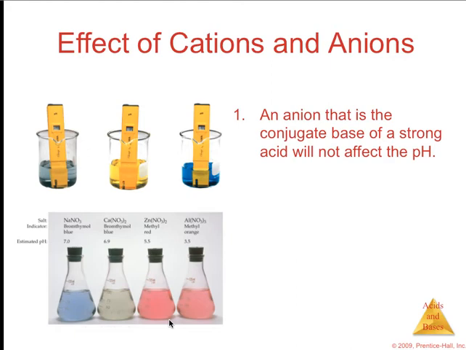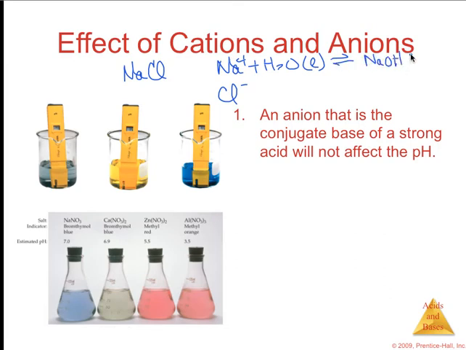All right, so an anion that is the conjugate base of a strong acid will not affect the pH. It's a really important point. What happens if I have sodium chloride in solution? I have sodium ions and I have chloride ions. Theoretically, the sodium can react with the water to set up an equilibrium with sodium hydroxide and that hydronium ion.